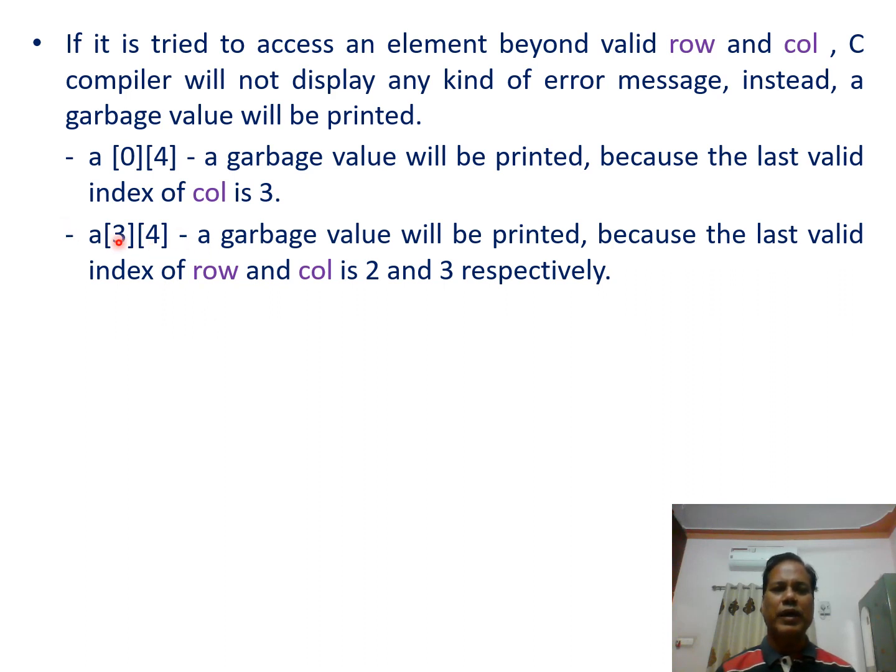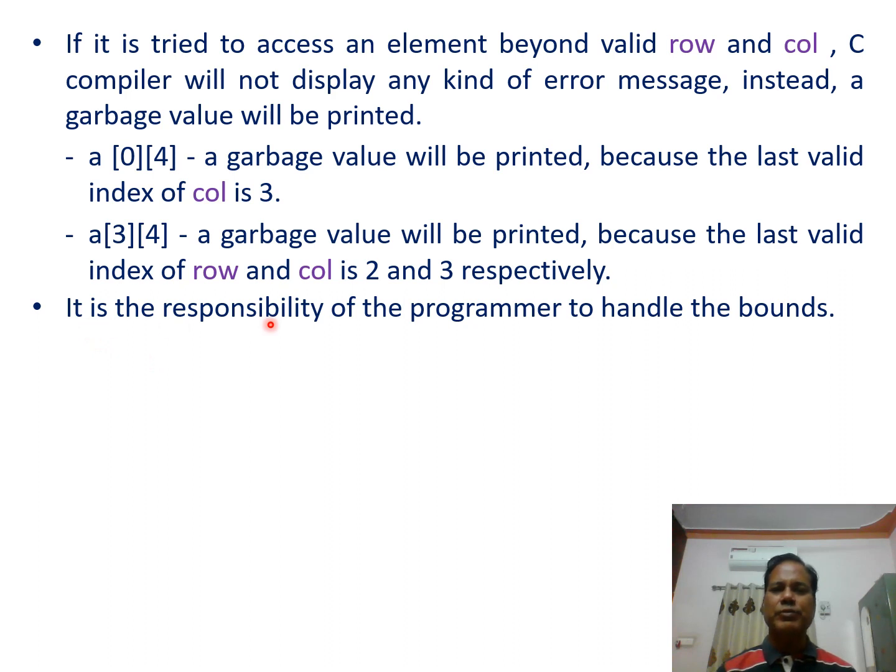A34. Again, as there are only 3 rows, this indicates the 4th row and this indicates the 5th column. So again A34 will print a garbage value, because the last valid row and column indices are 2 and 3. It is the responsibility of the programmer to handle the bounds, how many rows are there, and also the columns.